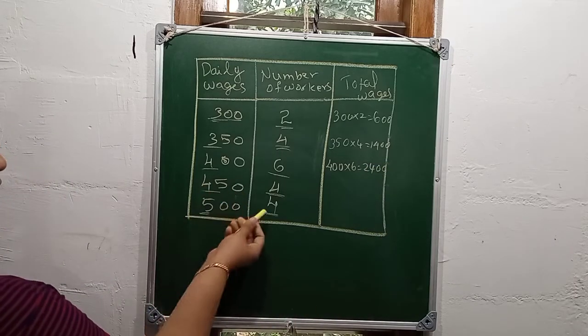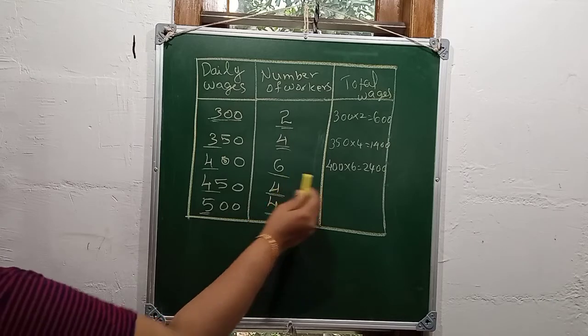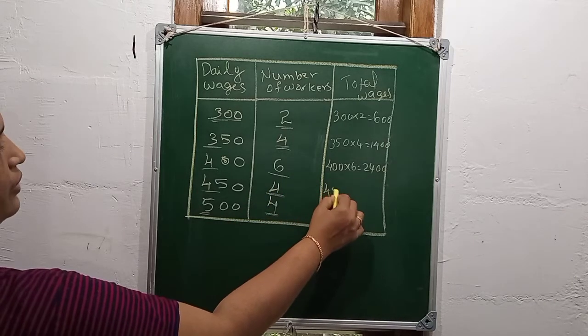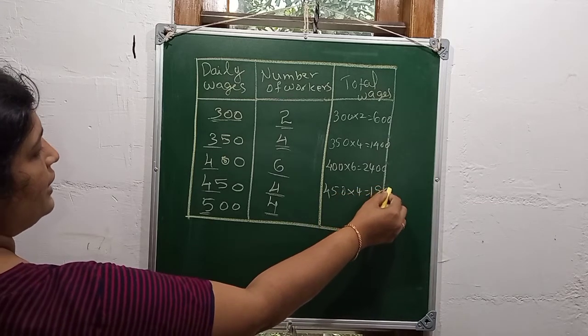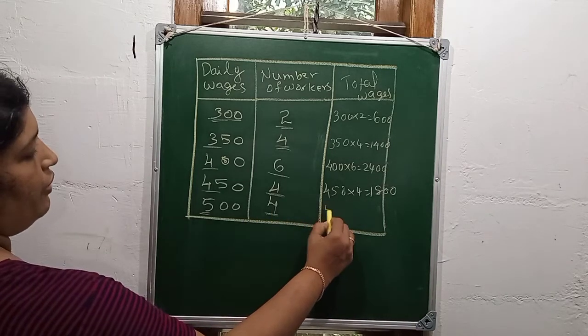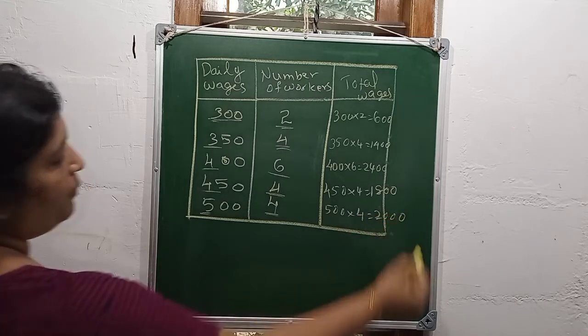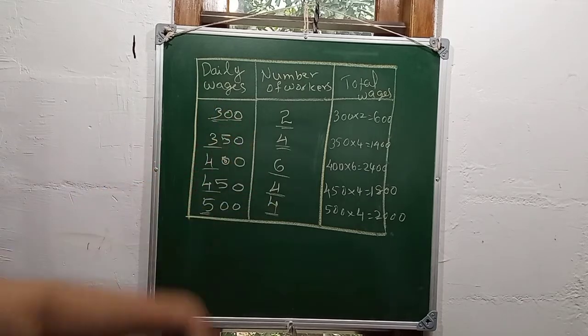Then next, 450 for 4 workers, that is 450 into 4 is equal to 1800. Then 500 for 4 workers, that is 500 into 4 is equal to 2000 rupees. So we get the total wages of all these workers.